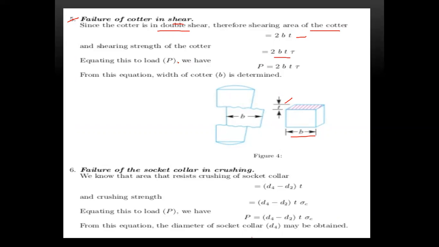Therefore, equating these, the load P is equal to 2 into b into t into tau. With this, we can determine the tau value.